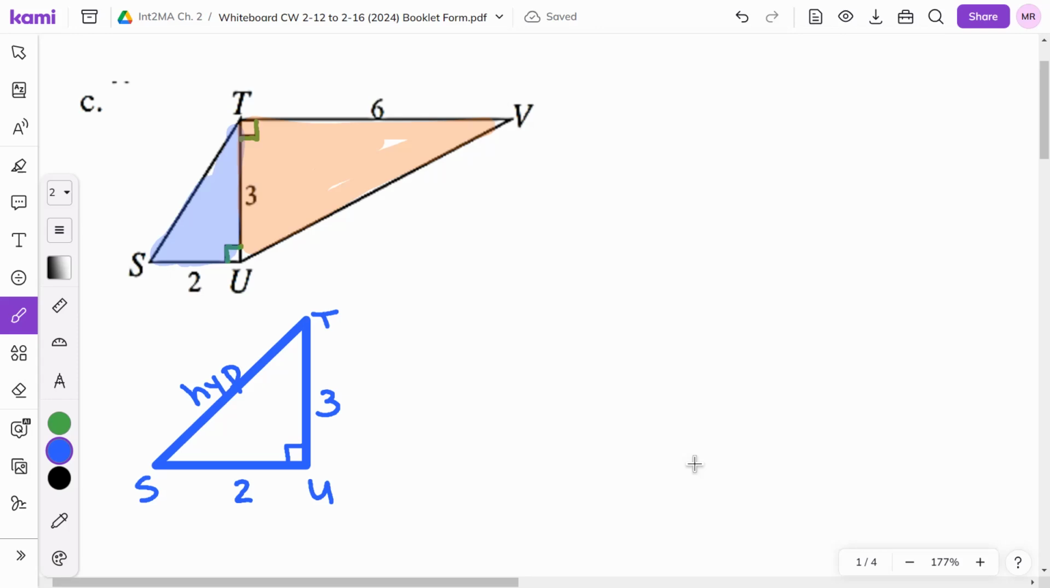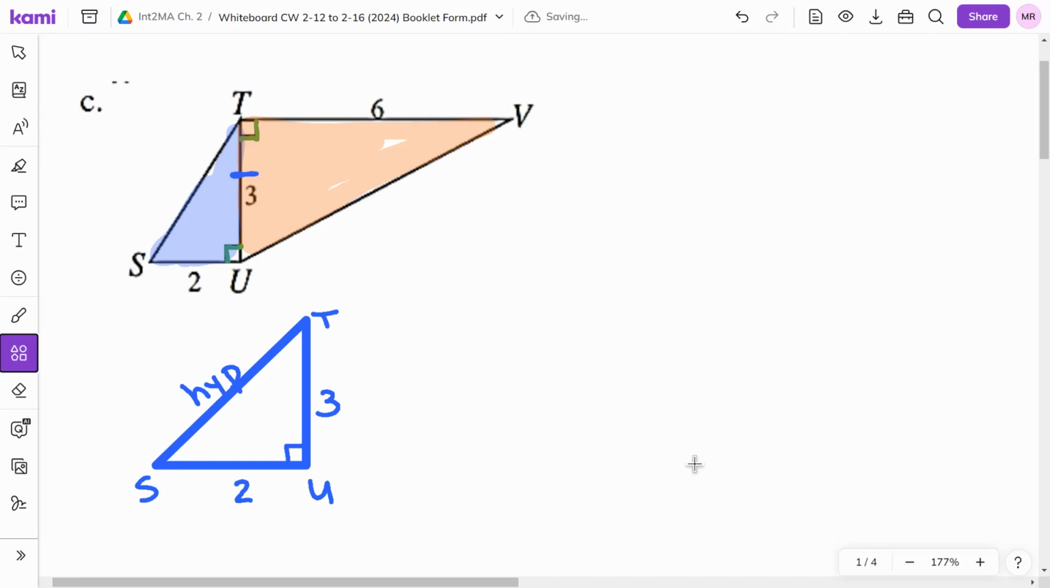Now, I notice that they both have a 3. See how they both have a 3? But the 3 is not going to be necessarily in the same position. So let me draw the other one out in orange.